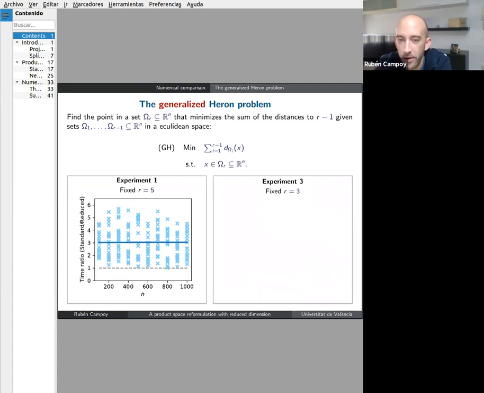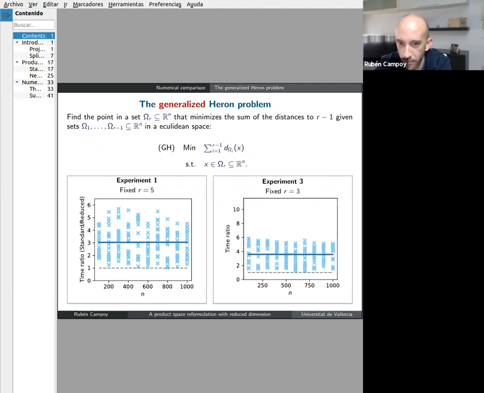And finally, the third experiment is the same setting as the first one, but only with 3 operators. And these are the results. So why do I repeat the first experiment with 3 operators? Because now we can incorporate the RIU algorithm into the comparison.